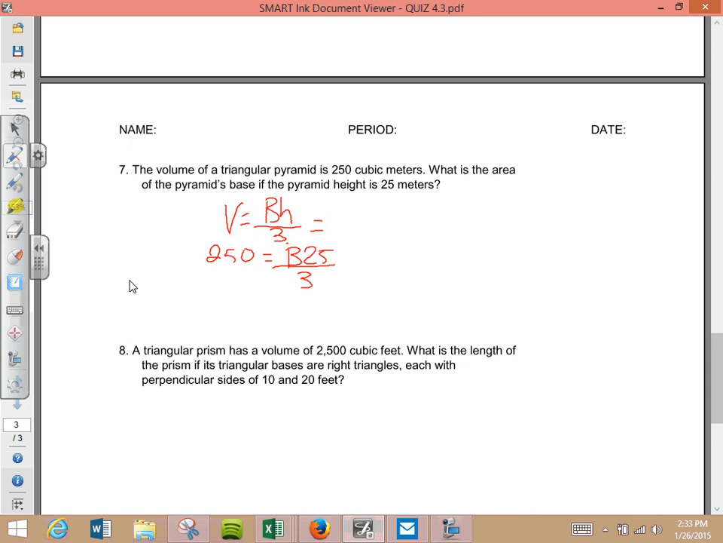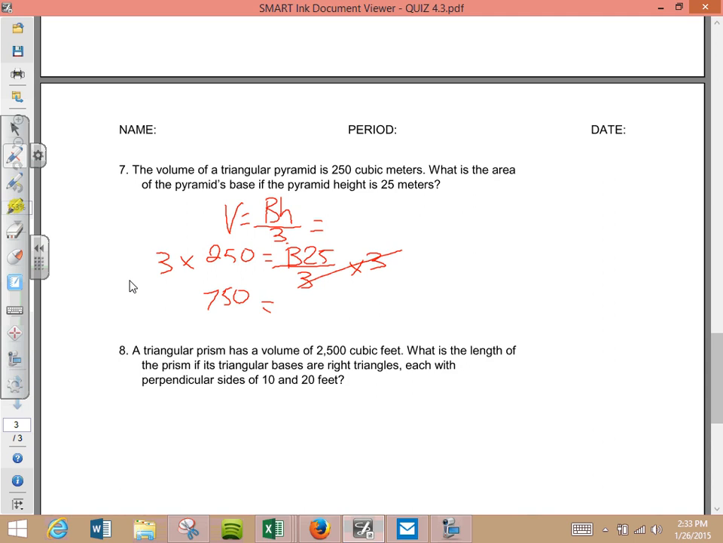If it's dividing, maybe you skipped this one last year. But in order to do that, you have to do the opposite, the inverse operation. So what is the opposite of dividing by 3? You multiply by 3, right? That takes care of it. It goes away. And you do it to both sides, though. That's a rule. So that gives me 750.